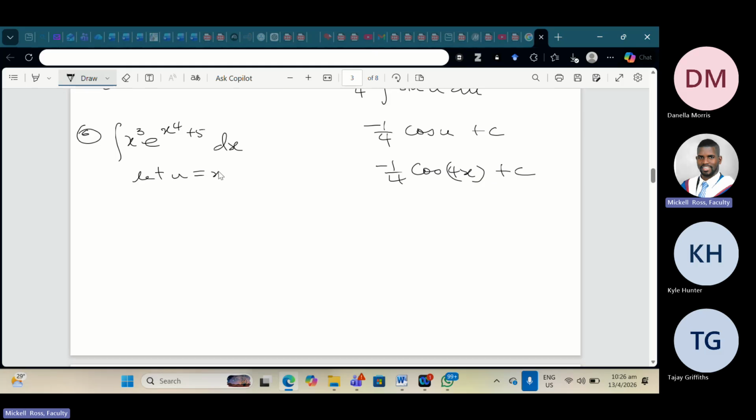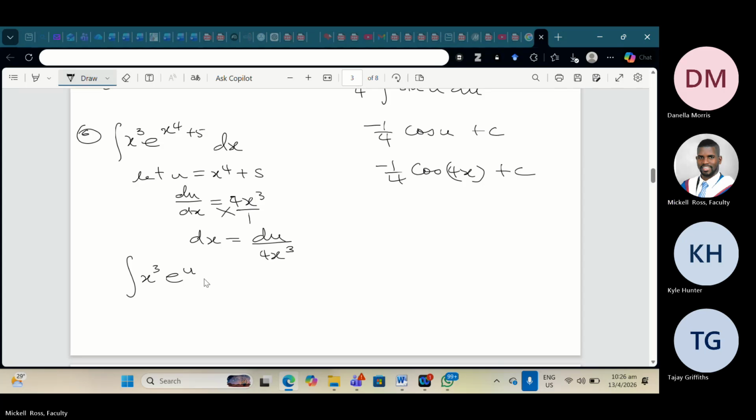We're going to let u equal x to the fourth plus 5. The derivative of u with respect to x is going to be equal to 4x cubed. So that means dx is going to be equal to du over 4x cubed. So we're going to have the integral of x cubed e to the u du over 4x cubed.